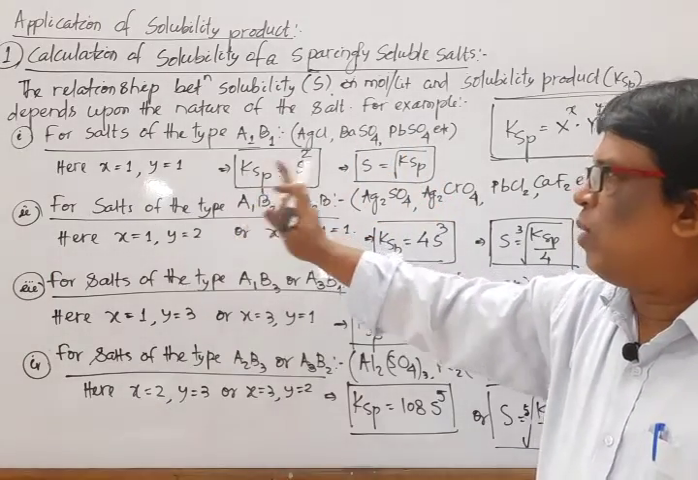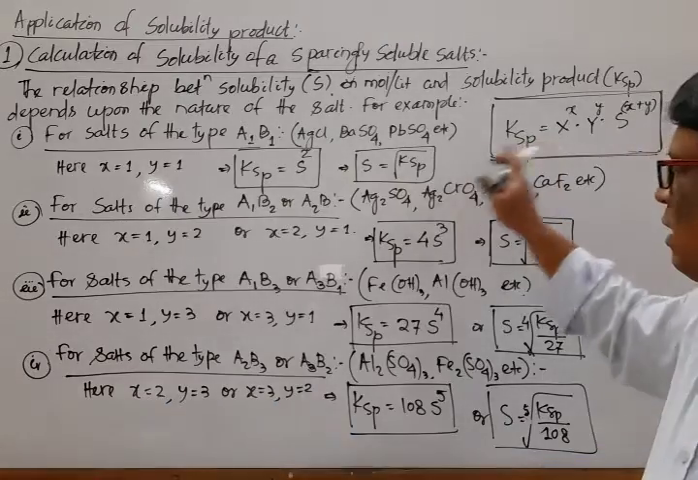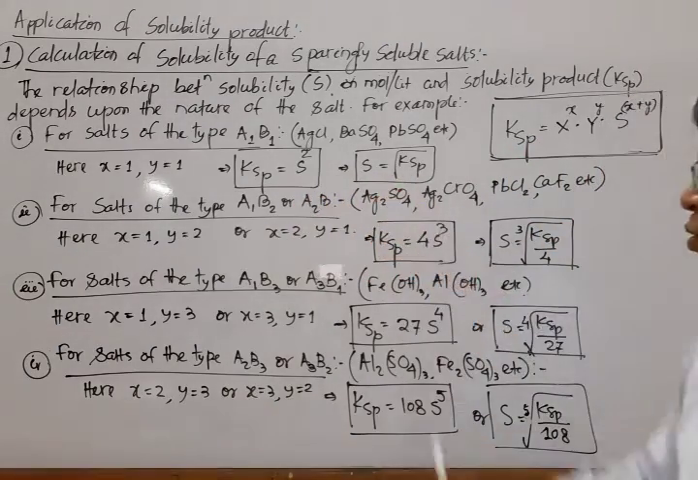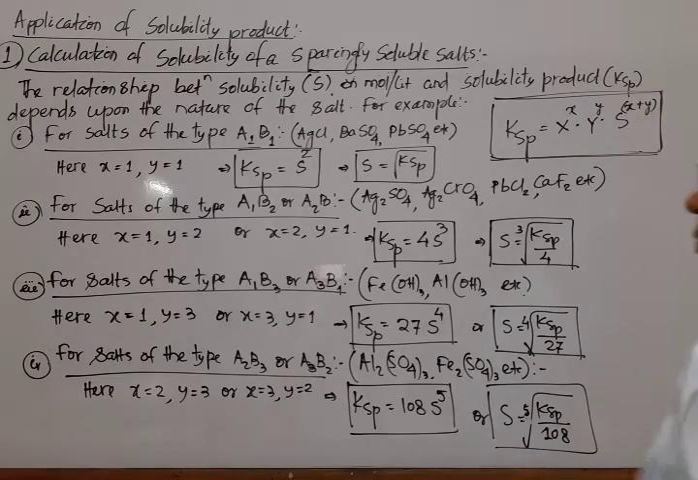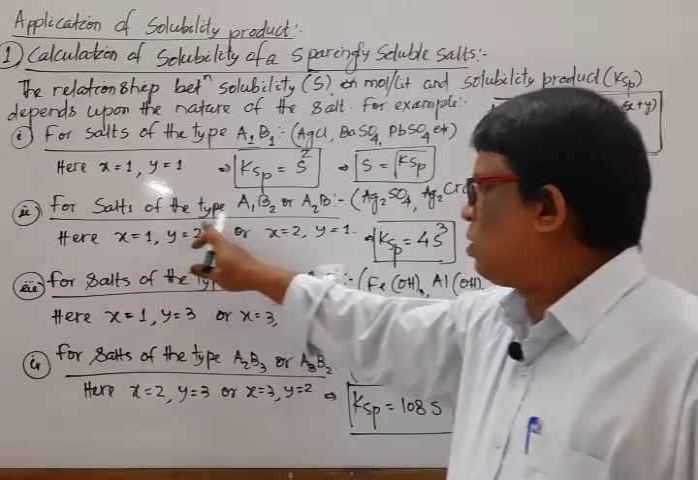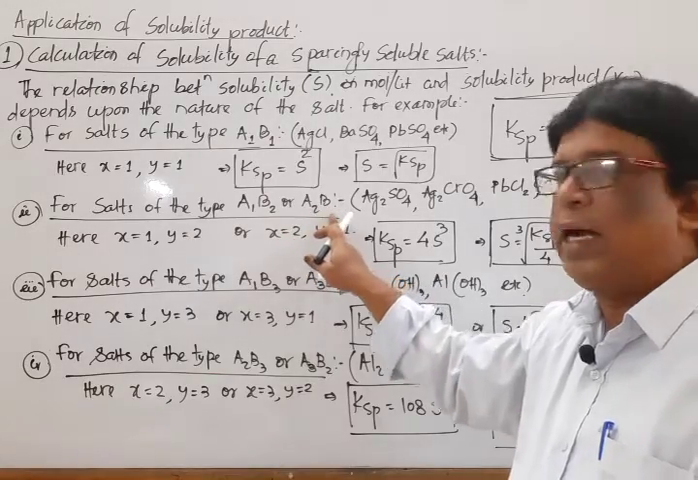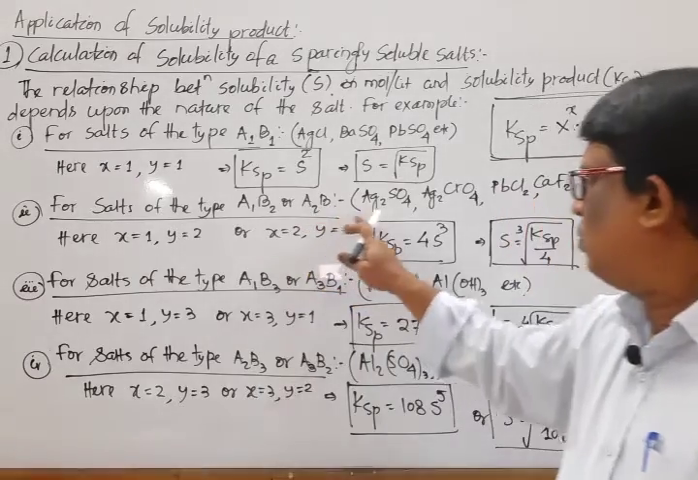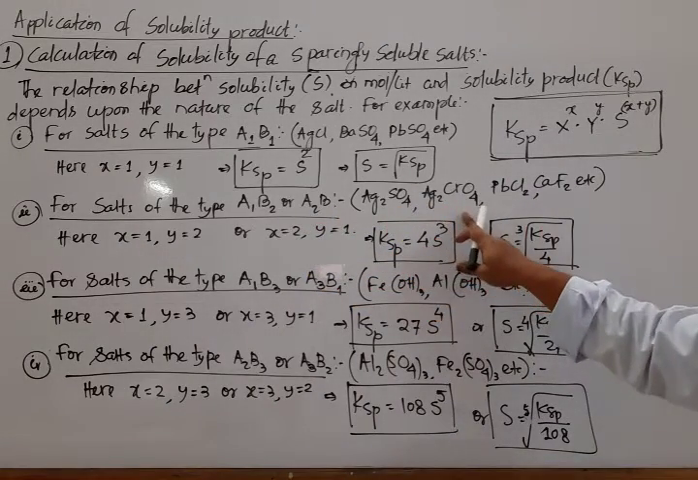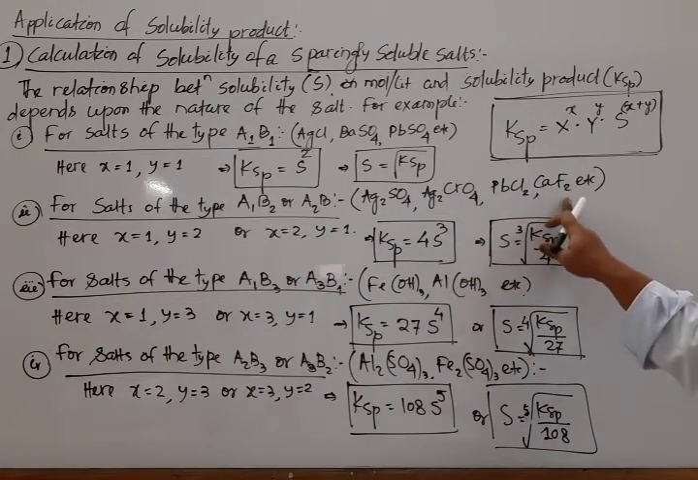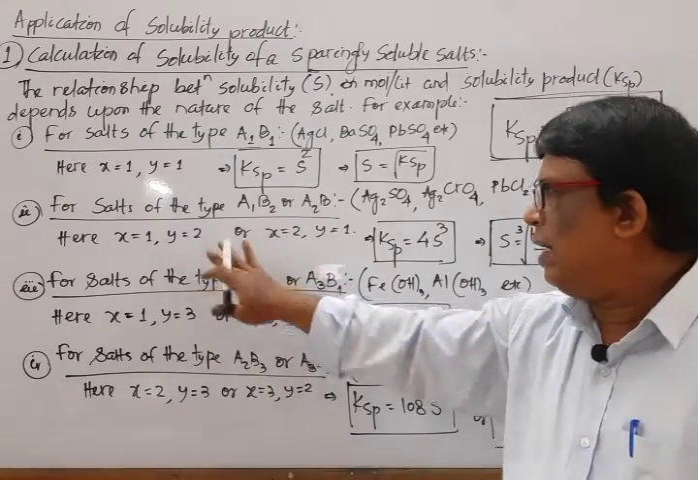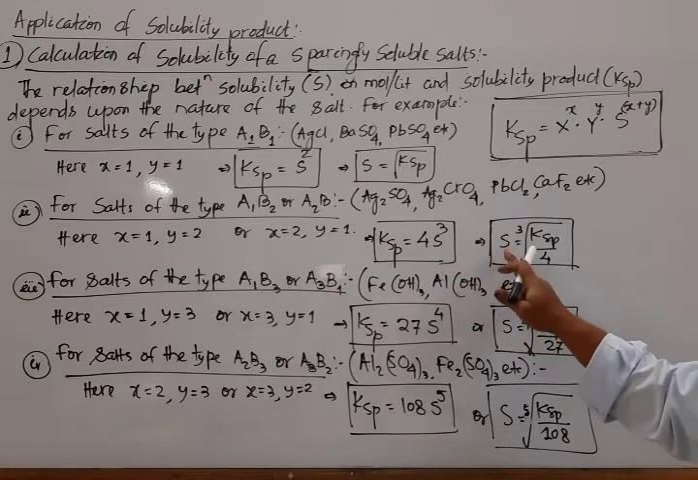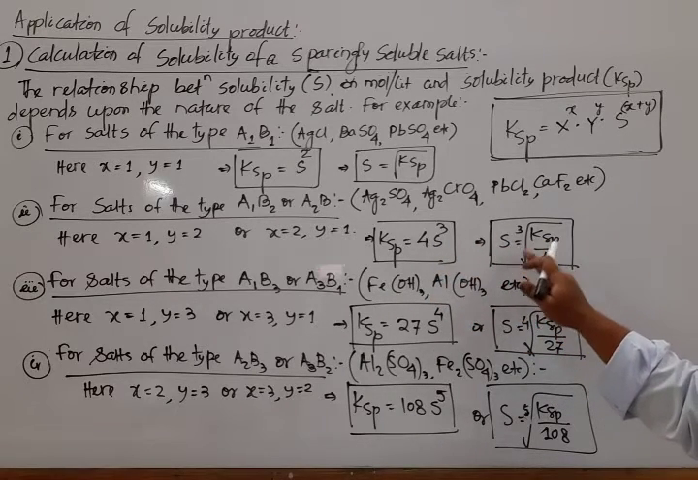Here x is equal to 1, y is equal to 1. Putting this value in this case, we have Ksp is equal to S square, or S is equal to root over of Ksp. Move to the second point. For the salt of the type A1B2 or A2B1, you select x equal to 1, y equal to 2, or x equal to 2, y equal to 1. For example, silver sulfate, silver chromate, lead chloride, calcium fluoride, etc. You may select any one. Applying this value, here Ksp is equal to 4S cube, or S is equal to cube root of Ksp by 4.